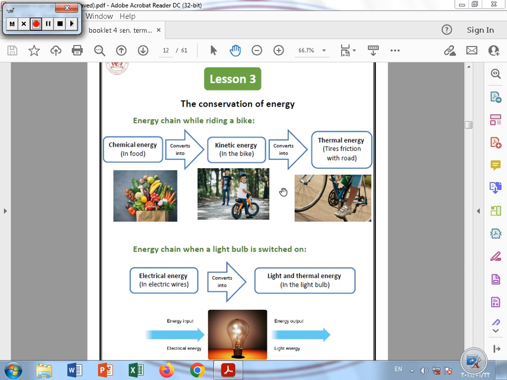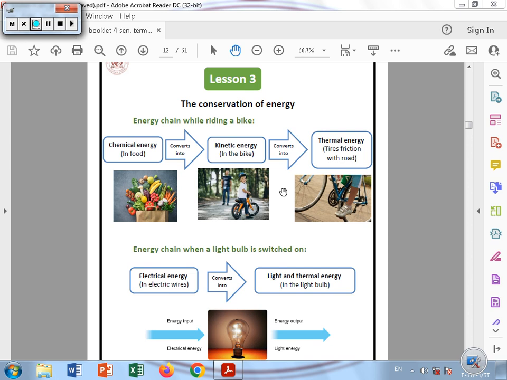But we said that we have to start any energy chain with the light energy coming from the sun. The light energy comes from the sun and is stored inside the food, or inside the plant, as the source of chemical energy, and the chemical energy changes into kinetic energy as well.